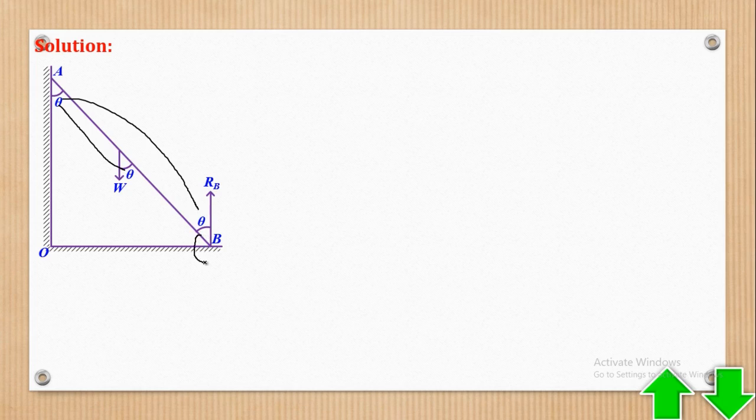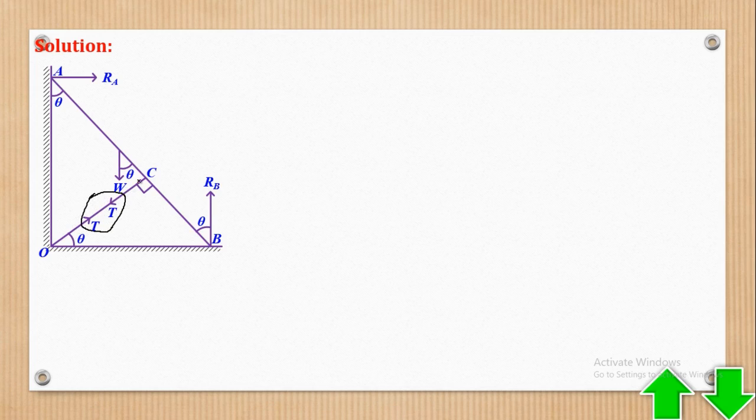Then because this is smooth, only normal reaction happens, and that is the normal reaction RB at point B. Also, there is normal reaction at point A, which is RA. Then there is also a string preventing the ladder from slipping, and there will be tension in the string, so the tension is T. The direction of this tension matters.